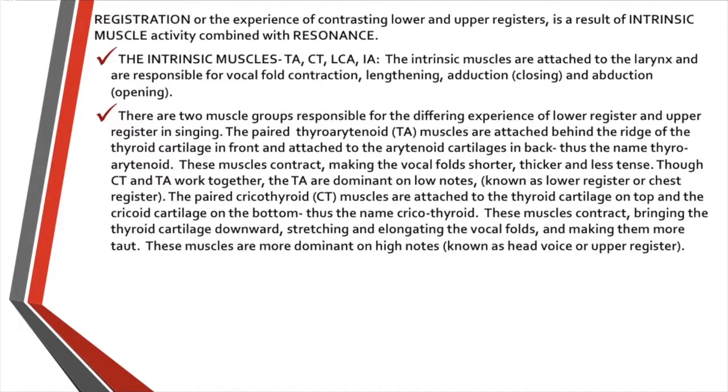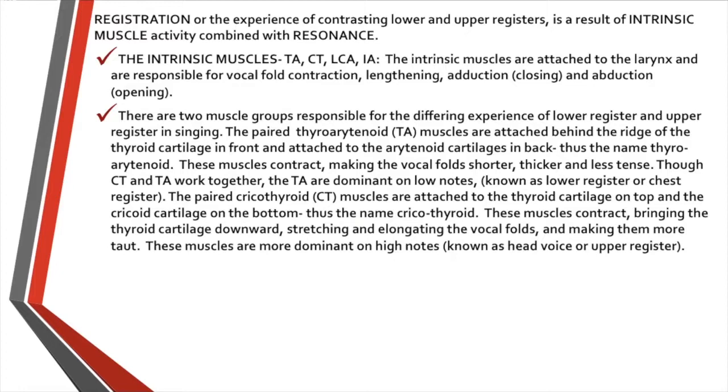The paired thyroarytenoid or TA muscles are attached behind the ridge of the thyroid cartilage in front and attached to the arytenoid cartilages in back, thus the name thyroarytenoid. These muscles contract, making the vocal folds shorter, thicker, and less tense. Though CT and TA work together, the TA are dominant on low notes. That's why it's known as the lower register or chest register.